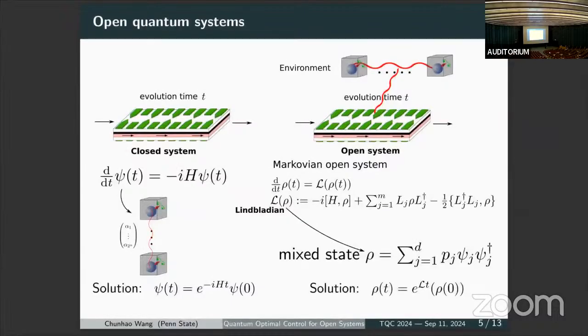And then the solution to this Lindblad equation is this. So we have e to the Lt. There's no i here. So e to the Lt. If L is in this form, then e to the Lt is a quantum channel, which is completely positive, trace preserving. So in this sense, the Lindblad equation generates a quantum channel.